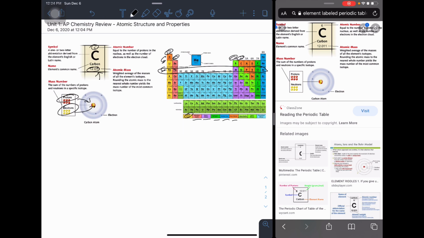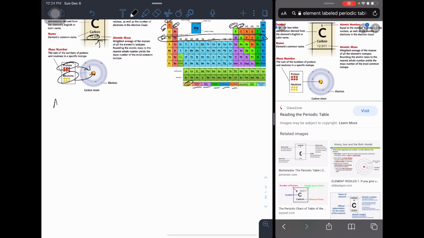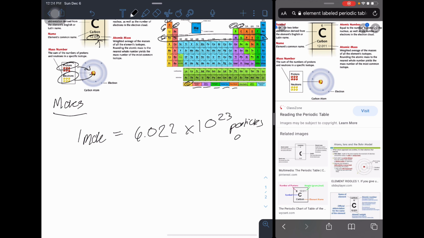Moving on to moles. It's a very important concept you got to understand. It's going to come up in chemistry a lot. 1 mole is equal to 6.022 times 10 to the 23rd particles, or atoms. So this is called Avogadro's number, and it's a counting number that denotes the grams per the molar mass.